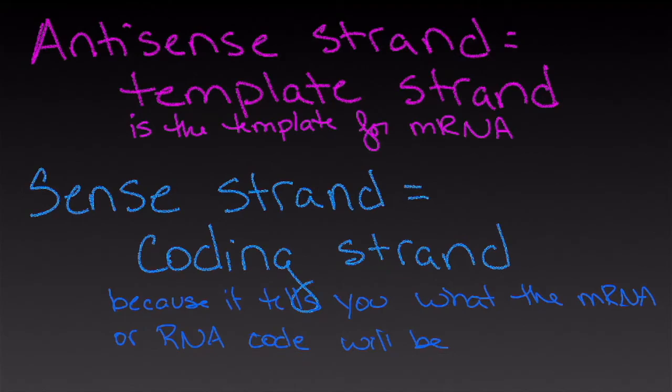So this means that you can just read the sense strand or just read the coding strand. Those are the same thing. And that immediately tells you what your codons are going to be, or it tells you what the code of your RNA gene is. It tells you what the product is. So that's why these have these sort of weird, seemingly at first glance, backwards naming.